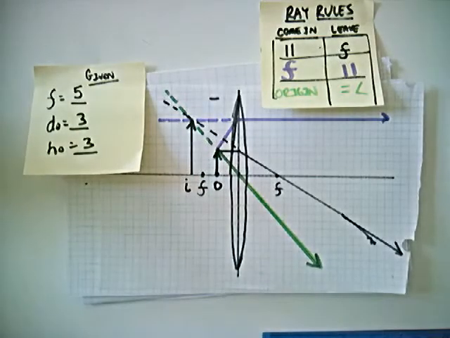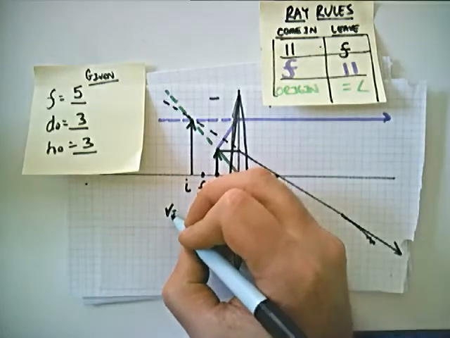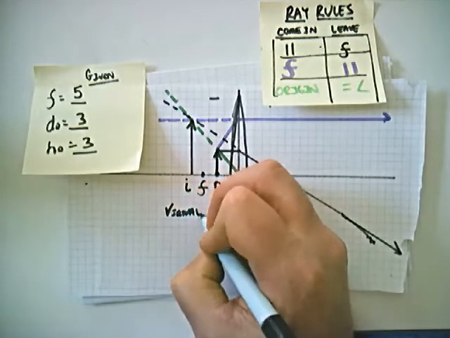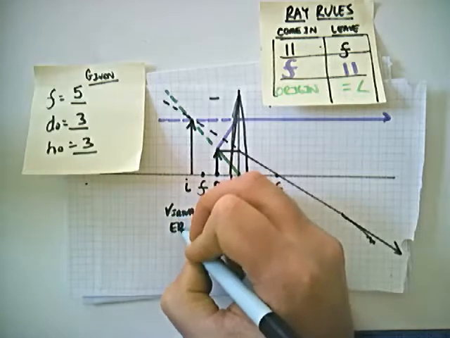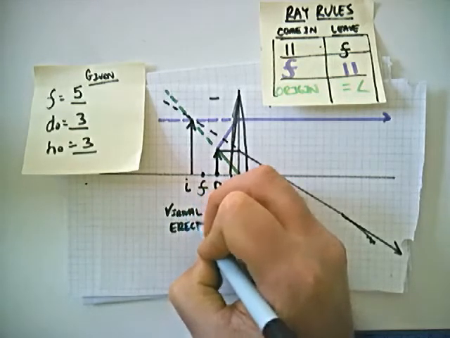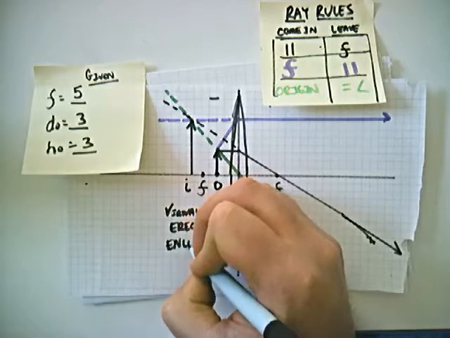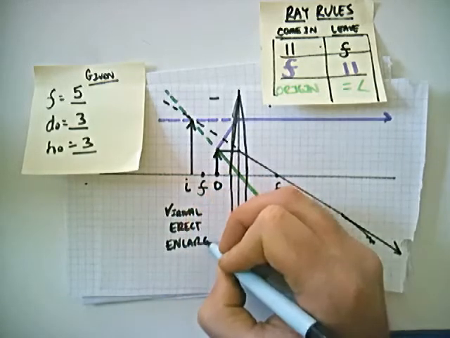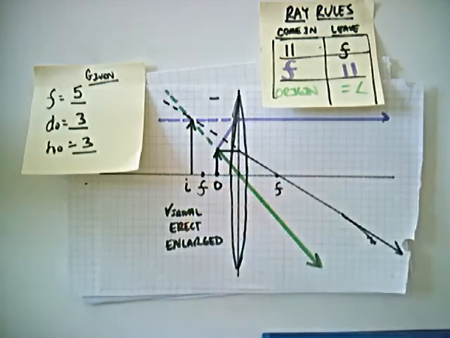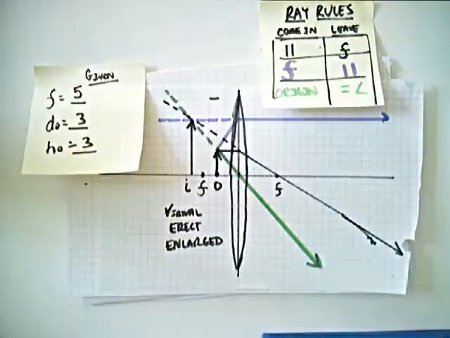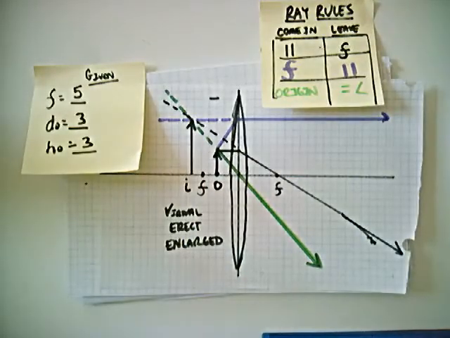So here we have a virtual, I'm going to describe it, virtual, erect, enlarged. These are our three describing words for the image. Let's go ahead and write some stuff down about our graph, counting boxes.